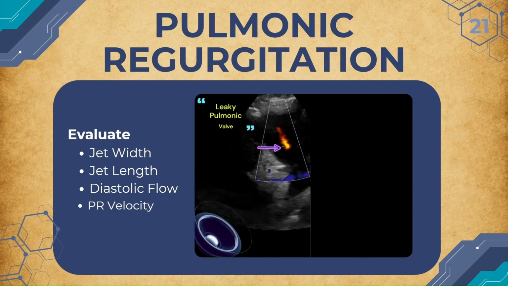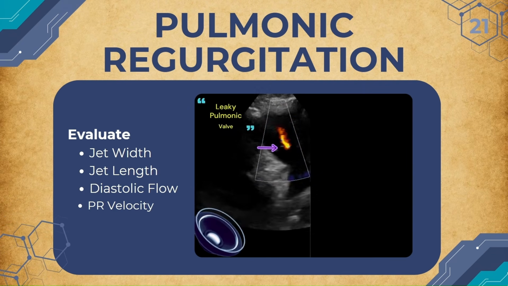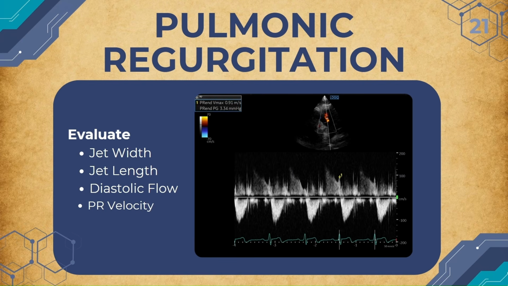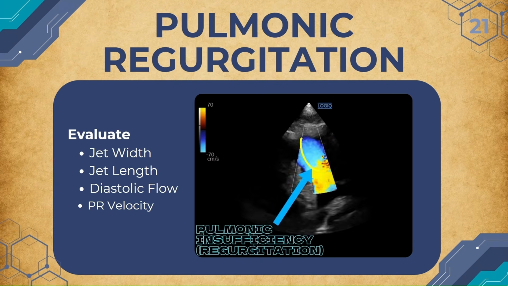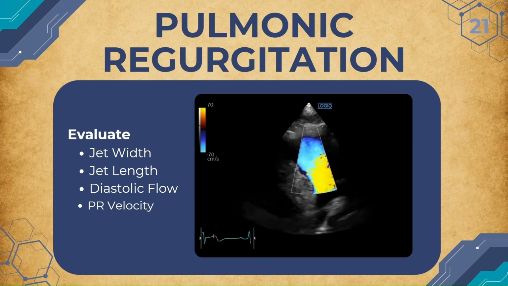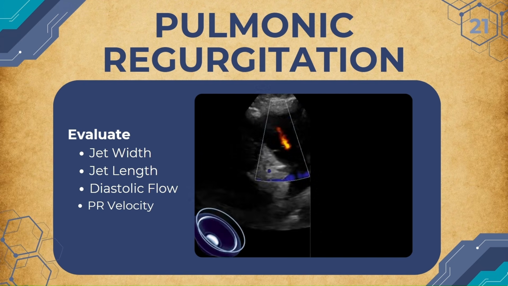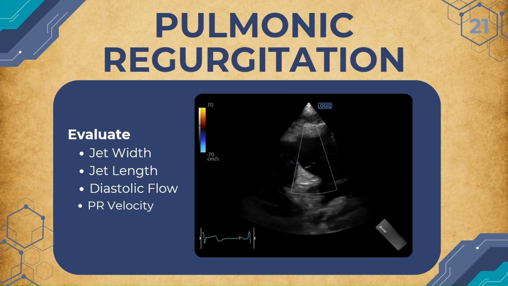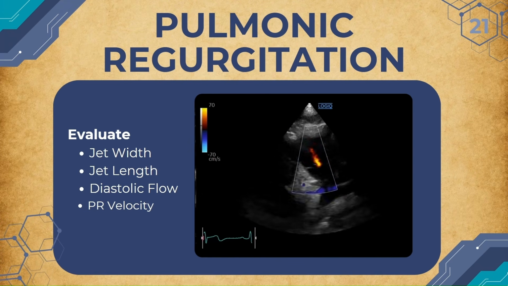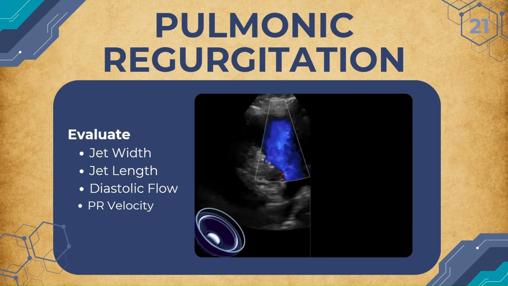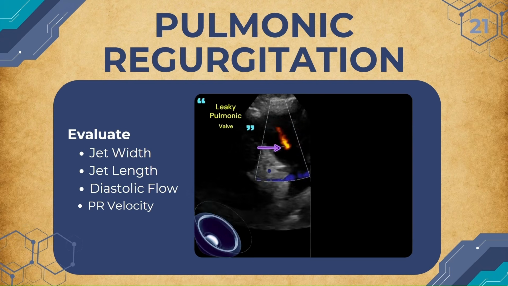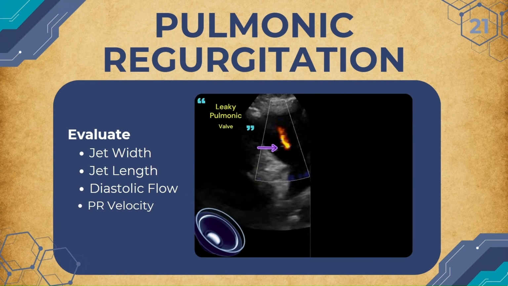Severe pulmonic regurgitation. What it looks like. Large, broad color jet. The jet fills a substantial portion of the RVOT. You'll find dense continuous wave Doppler signal, steep deceleration slope, early equalization of the pulmonary artery and RV diastolic pressures. So what would the RV look like? Well, generally, RV enlargement is often present. Signs of chronic right-sided volume overload may also be seen.